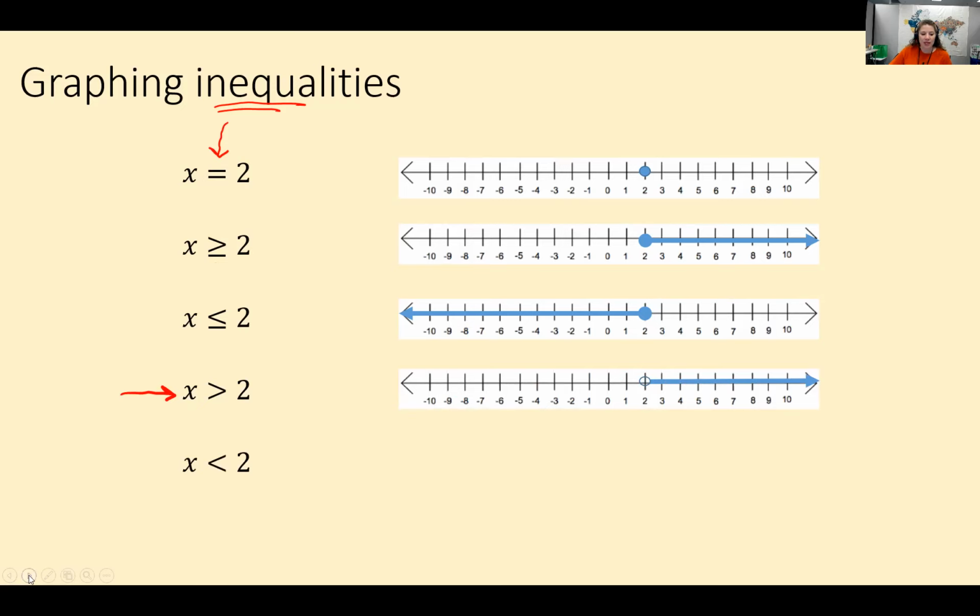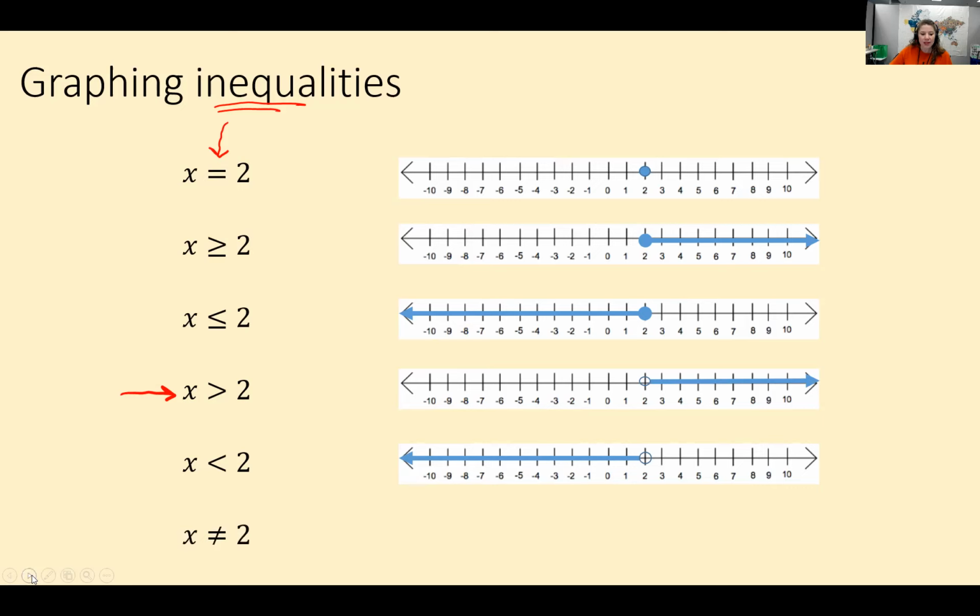Similar to the next one, x is less than 2. Once again, we have an open circle at 2 because it doesn't have the or equal to sign. And our arrow points to any number to the left of 2 on a number line. This says x is not equal to 2. That means that x could be any number except for 2. And so that's what that one looks like when it's graphed. x could be any number except for 2.